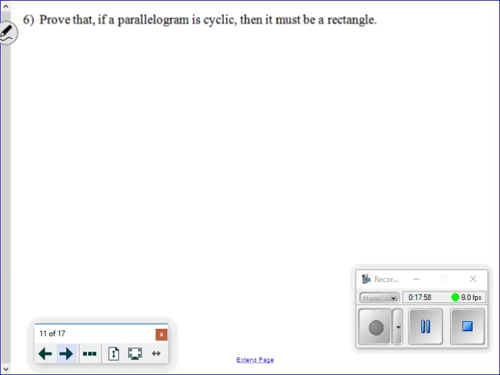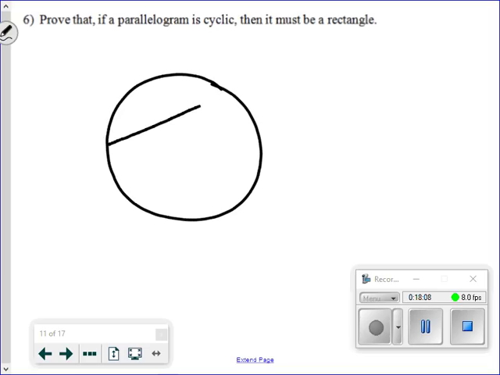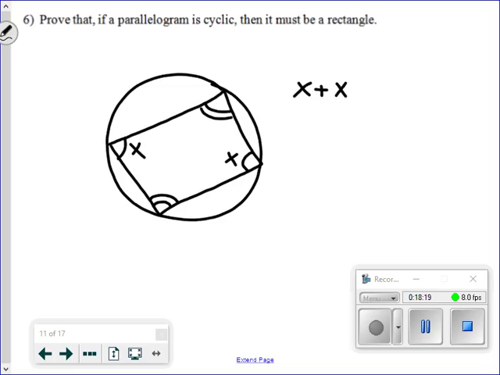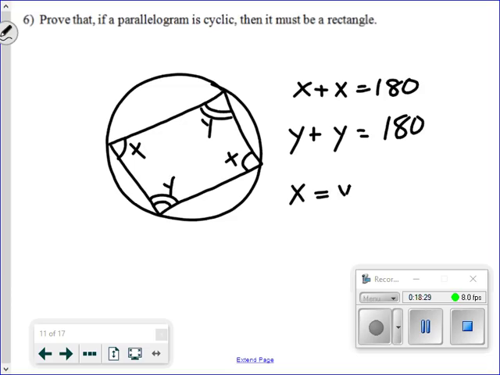I'm not really interested in doing a proof for this, so I'm just going to talk about it. If my parallelogram is cyclic, I know that opposite angles have to be equal. Okay, and if this was an x, this is an x, so they would have to add to 180 because it's cyclic. And if this was y and this was y, this would have to add to 180 if it's cyclic. So both x and y would equal 90, and if the four corners are 90, that makes it a rectangle.